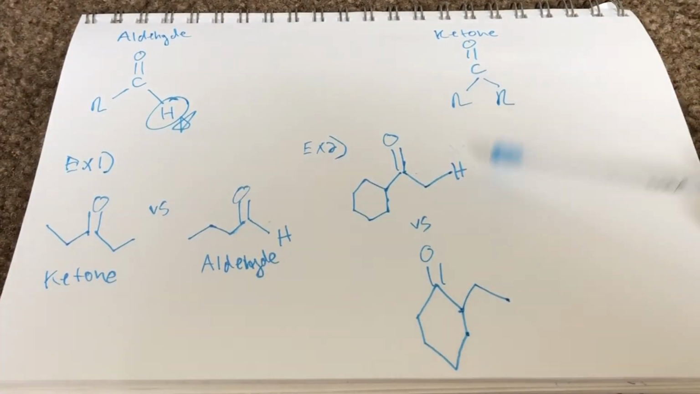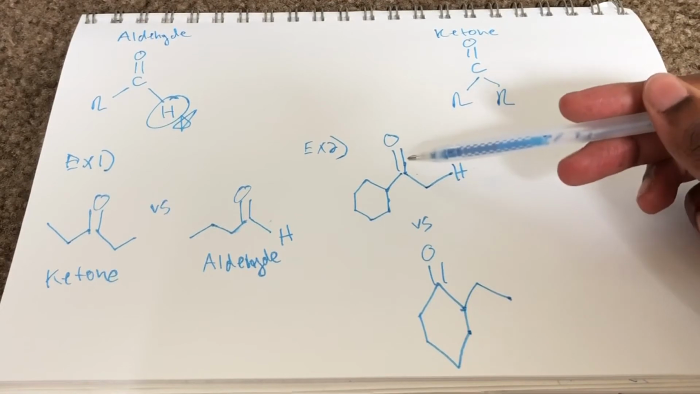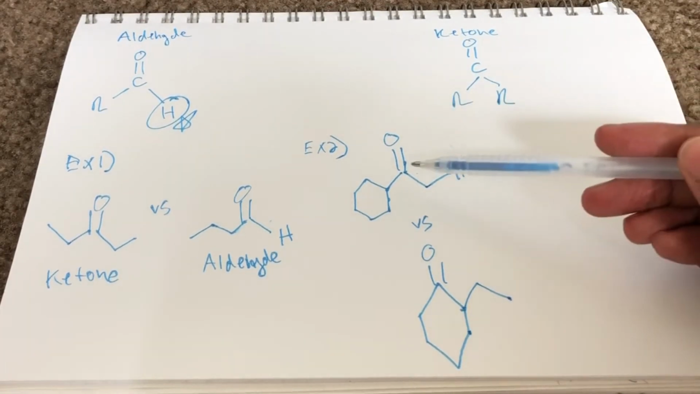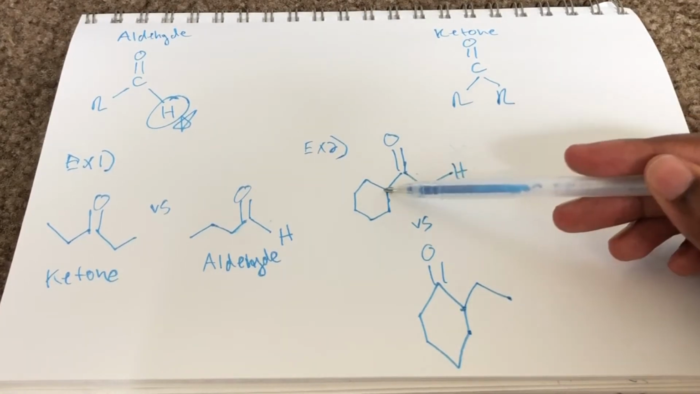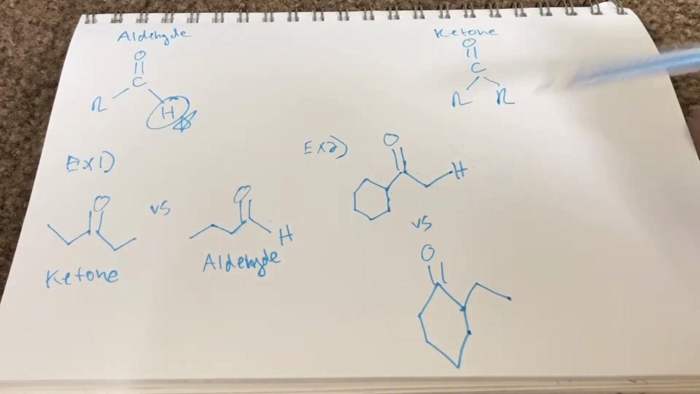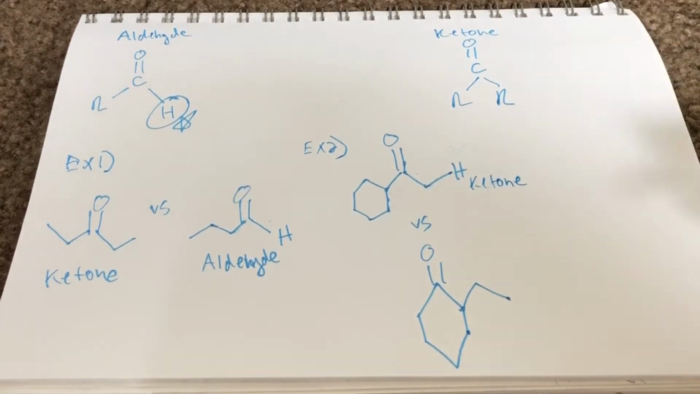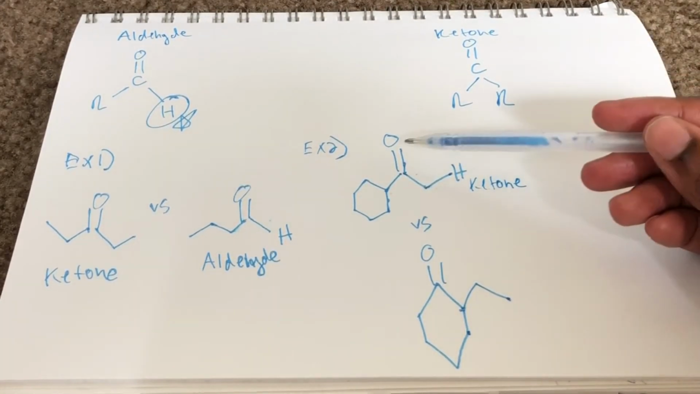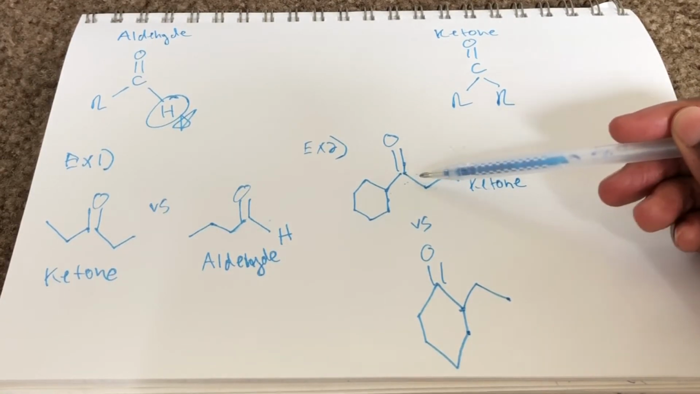So here we have two different molecules. Let's first look at the top one. We have our carbonyl group, which is our oxygen double bonded to a carbon, and then we have two R groups. So you have two R groups instead of an R group and a hydrogen. Therefore, we know this is a ketone. Even though the hydrogen's over here, it is not connected directly to the carbon of the carbonyl.